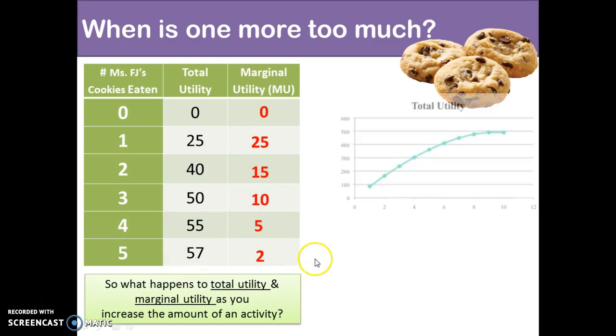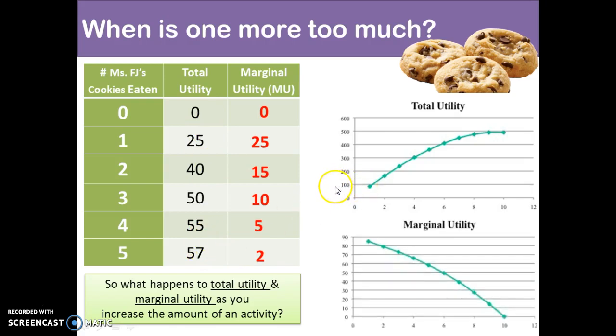And we can graph that this way. If this shows the number of cookies, and this shows our overall utility, we can see that it continues to go up. But it doesn't go up as steeply as it did at first because we don't increase our utility as much. Our marginal utility is less and less and less. Here it's 25, here it's only 2. Marginal utility will look like this. We start out high, and then we go down as we get smaller and smaller as we increase the amount of the activity.